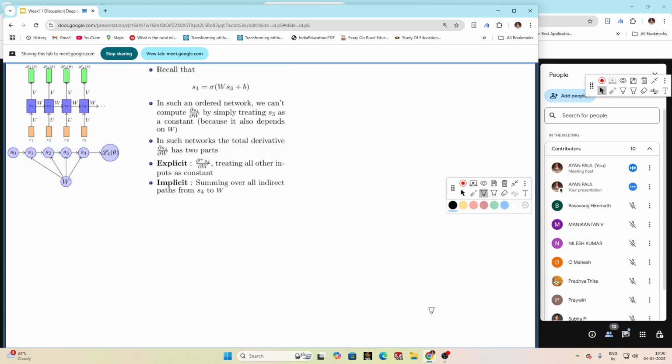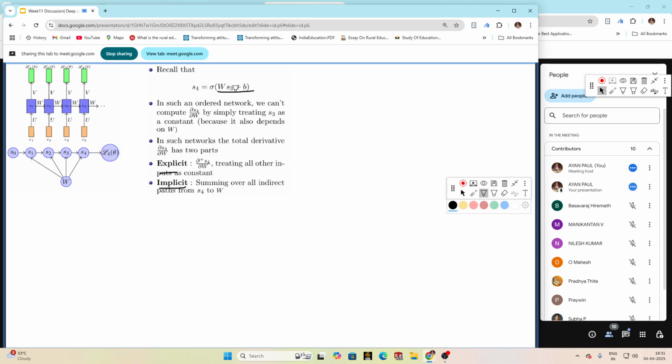Now again, we all know s4 is calculated by this formula: W into s3 plus the bias. This is the formula for calculating s4. Now to do ds4 by dW, we will have two things here: one is the explicit term, and another one is the implicit term. What is the explicit? Explicit means we just treat all other things as constant.